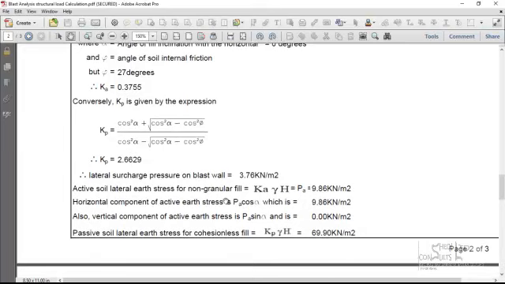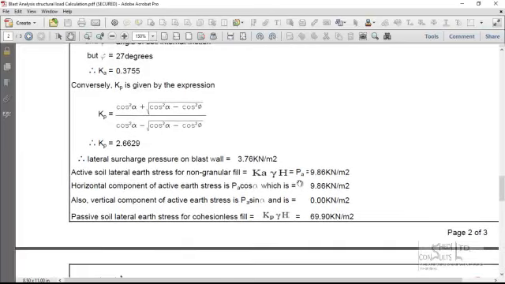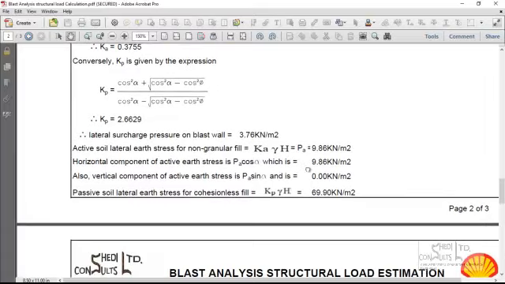The expression for active earth stress for a purely cohesionless soil, that is a granular soil, is this expression, Ka rho H. So this is for a granular fill. So the active earth soil lateral stress for a granular fill.